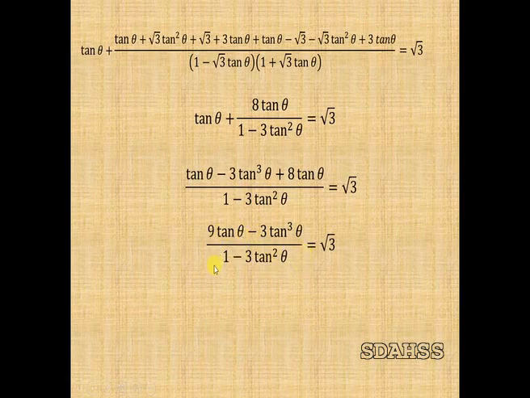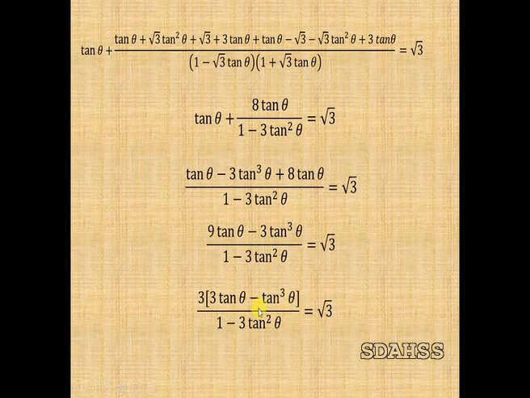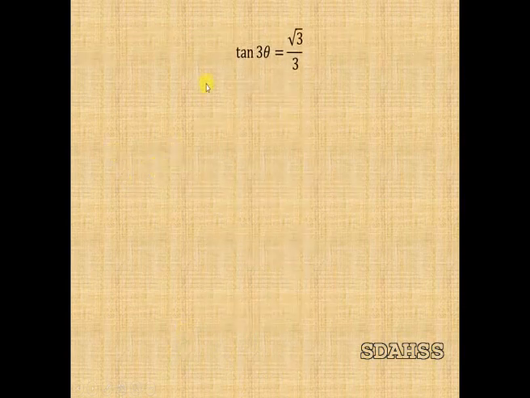Here the numerator 3 is common, so take it outside. So you have 3 into 3 tan theta minus tan cube theta divided by 1 minus 3 tan square theta is equal to root 3. Now this is of the form 3 tan A minus tan cube A divided by 1 minus 3 tan square A, so this can be written as tan 3A. So we can write 3 tan 3 theta is equal to root 3. Tan 3 theta is equal to root 3 by 3.